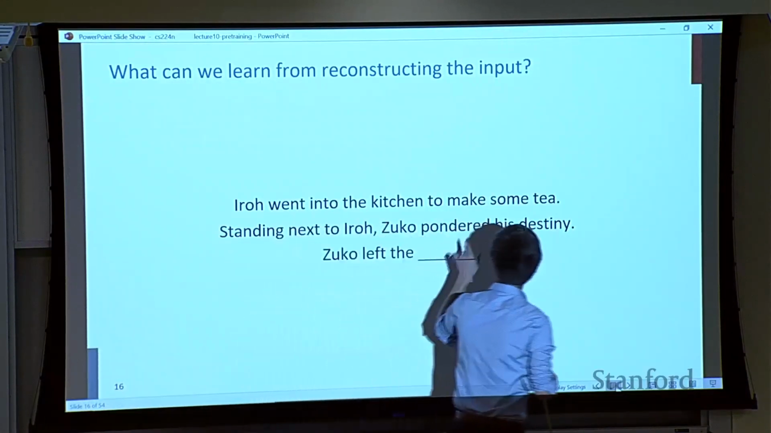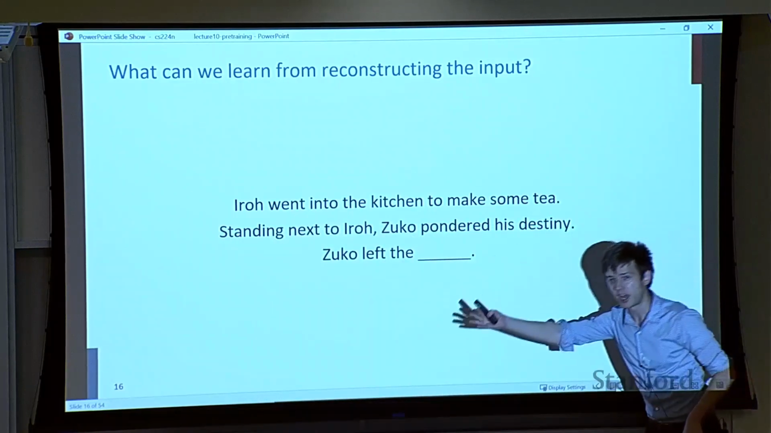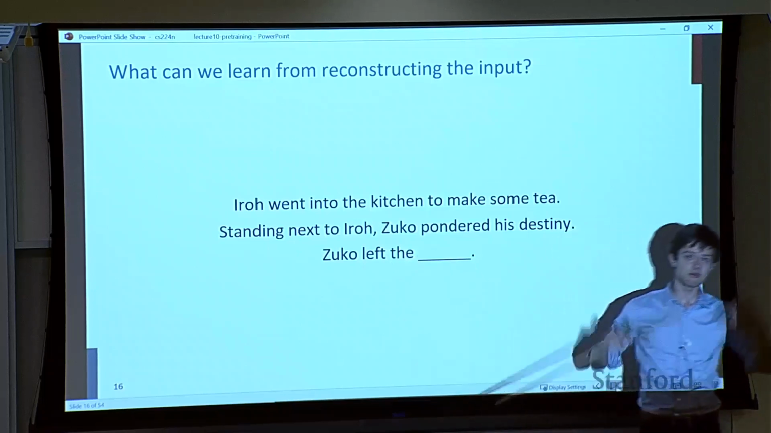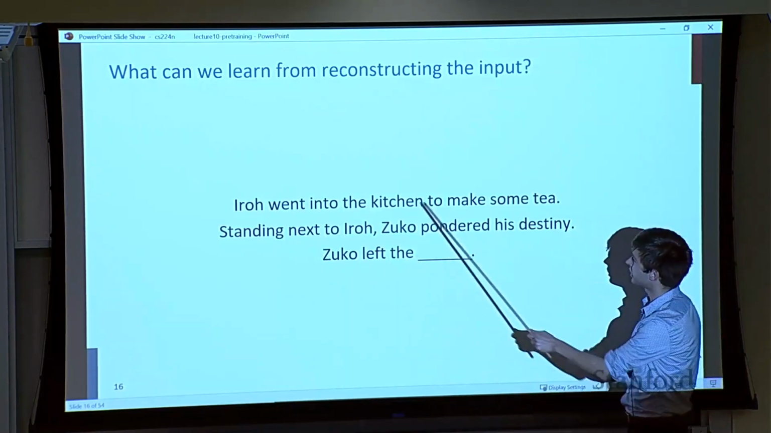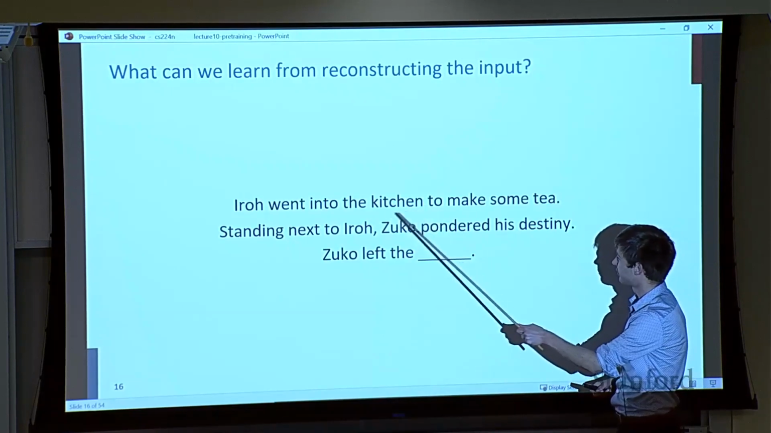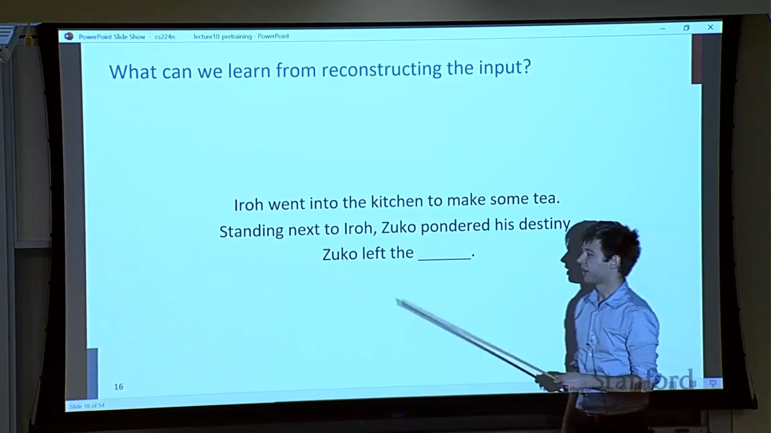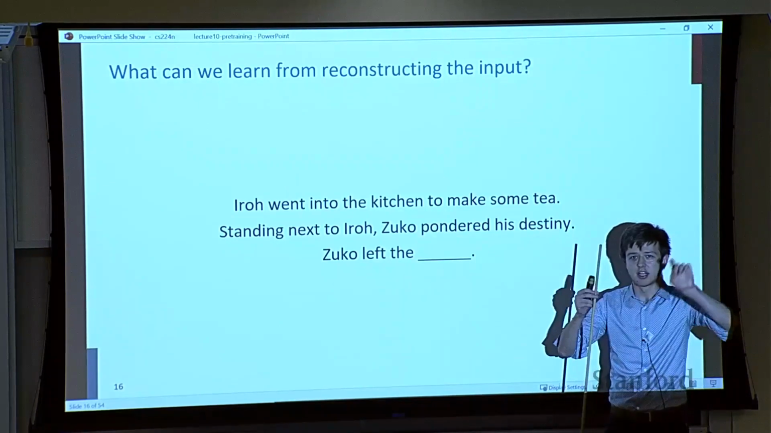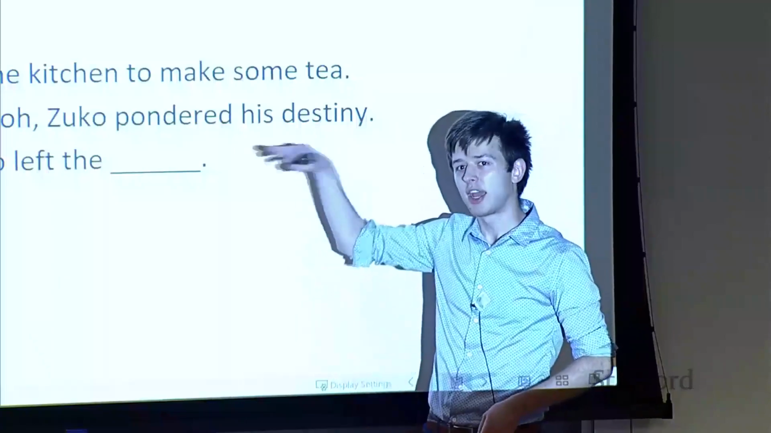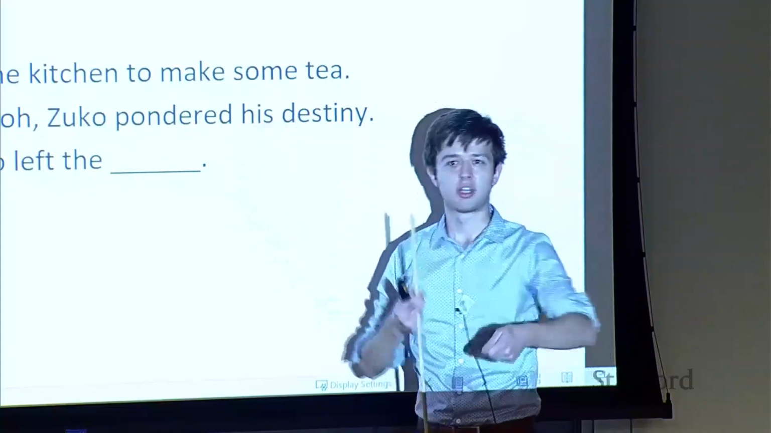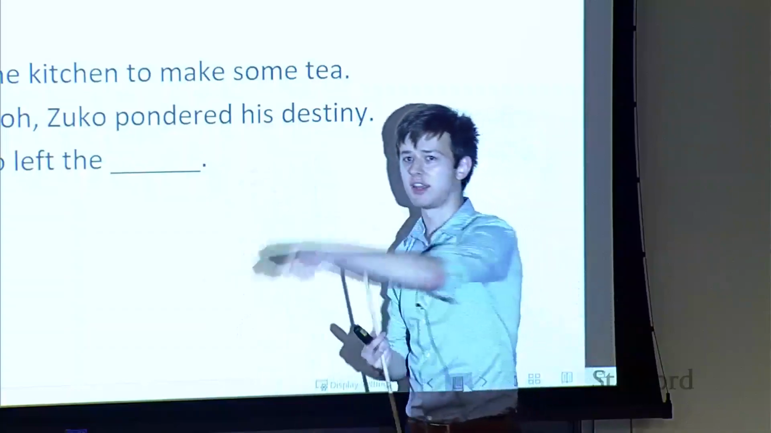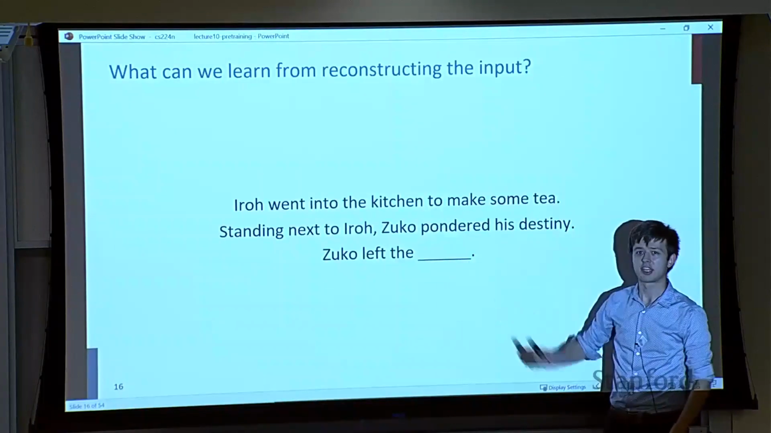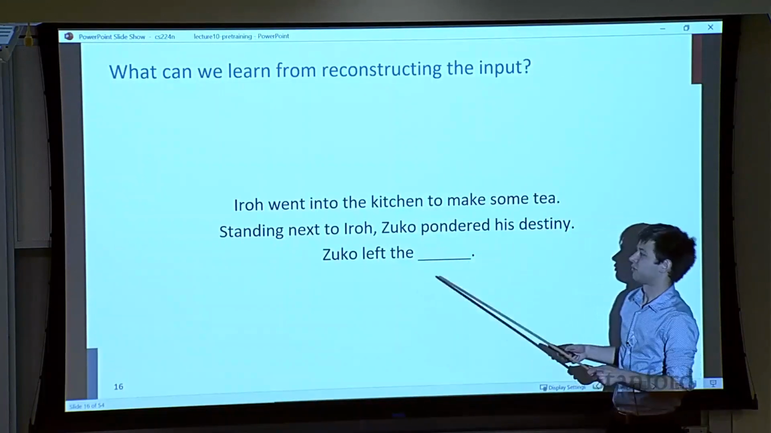Okay, here's another one. Iro went into the kitchen to make some tea. Standing next to Iro, Zuko pondered his destiny. Zuko left the blank. Okay, so this is a little easy because we really only show one place. I guess we have another noun, destiny. But this is reasoning about spatial location and the movement of agents in an imagined world. We could imagine text that has lines like this. Person went into the place and was next to so-and-so, who left and did that, and so you have these relationships. So here, Zuko left the kitchen is the most likely thing that I think would go here.